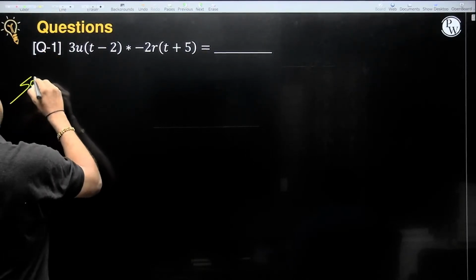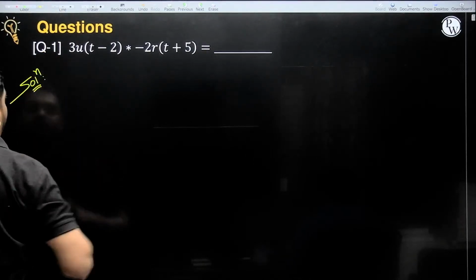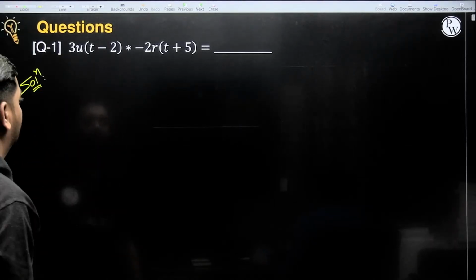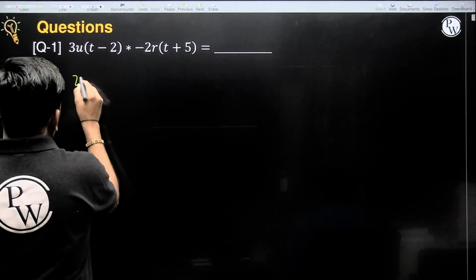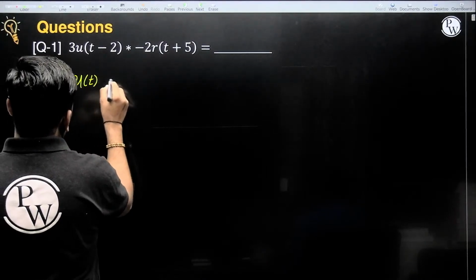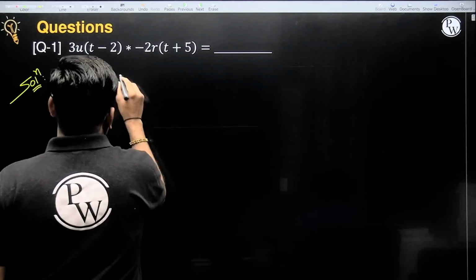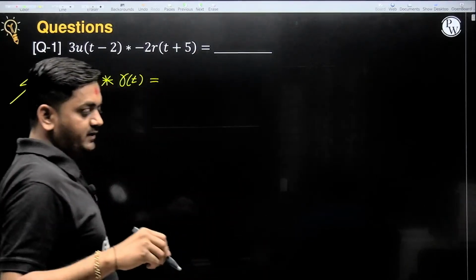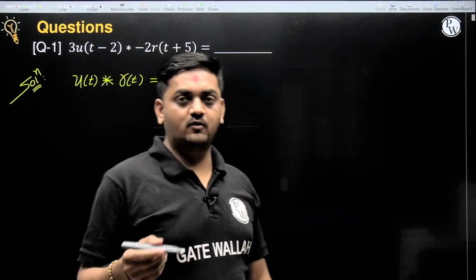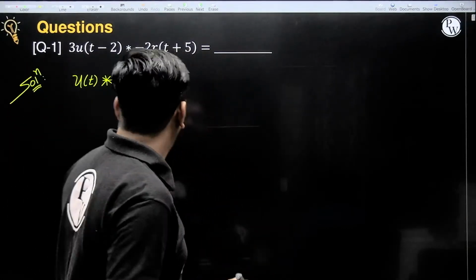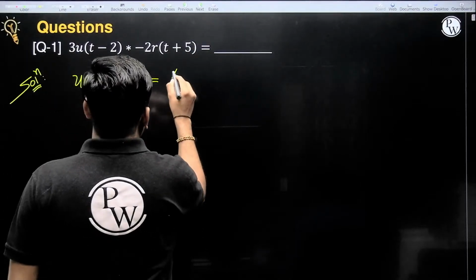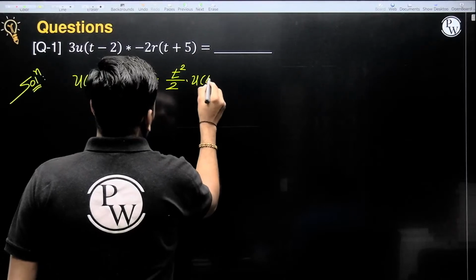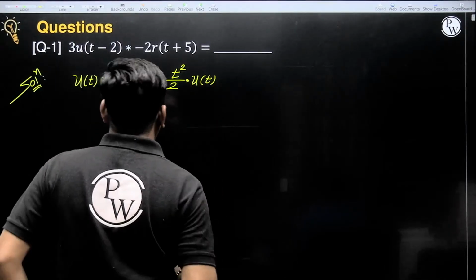This is the first question. Let us solve. 3u of t minus 2 convolution minus 2 r of t plus 5. You know that, first of all find the convolution without shifting, u of t with r of t. See, u of t convolution u of t is r of t. U of t convolution r of t is nothing but t square by 2 into u of t.